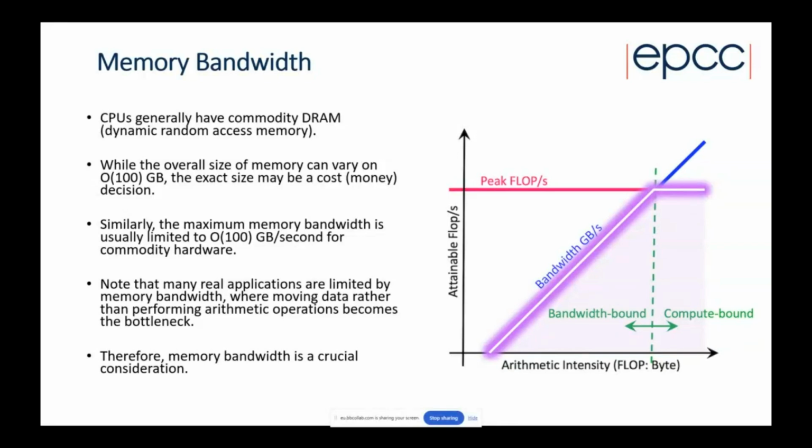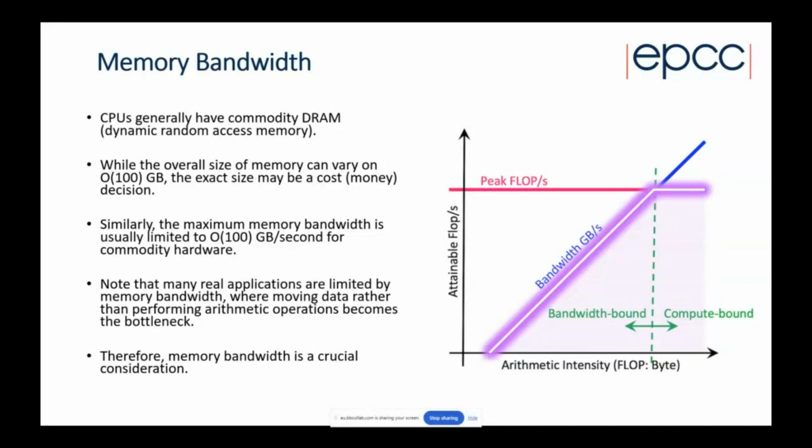And what you're trying to do is maximize the arithmetic intensity. So you can profile your code, profile a function within your code, and put a point on this graph. And almost certainly it will be on the left-hand side of this dotted line. That's the bandwidth bound region.